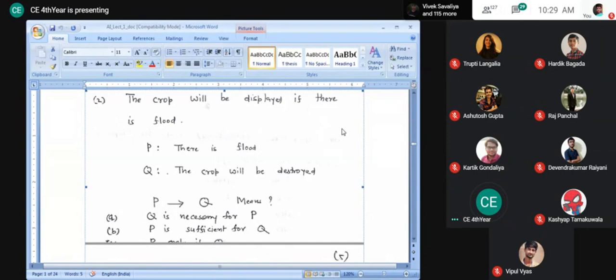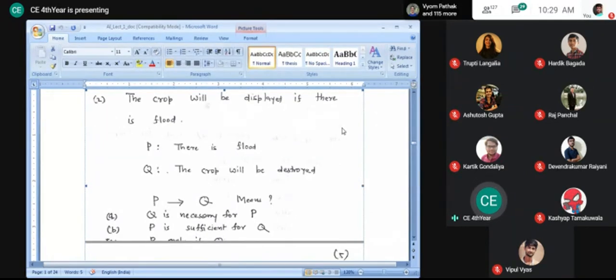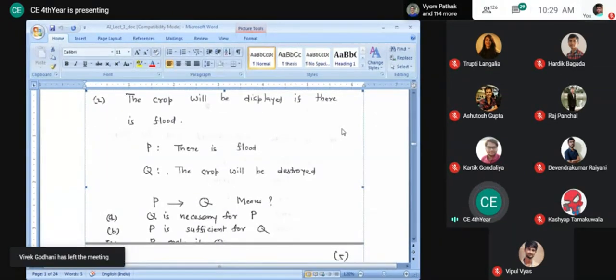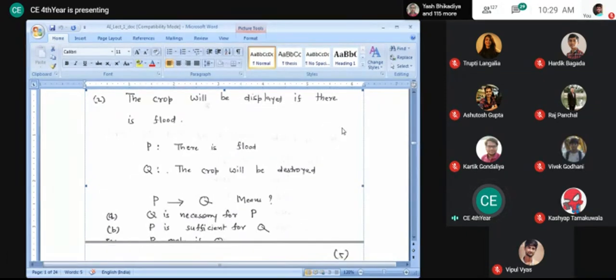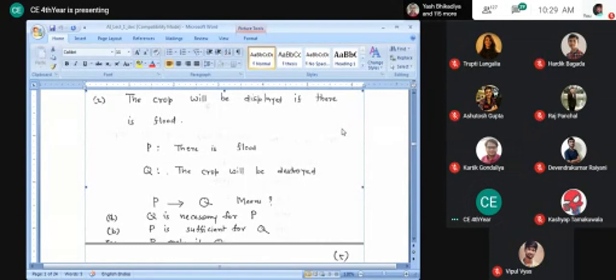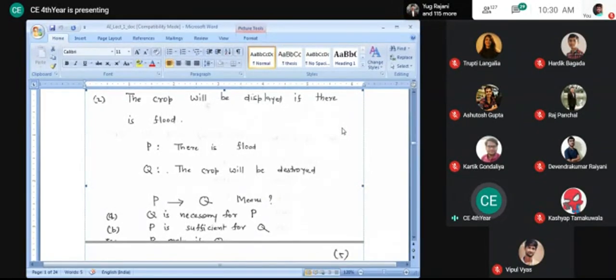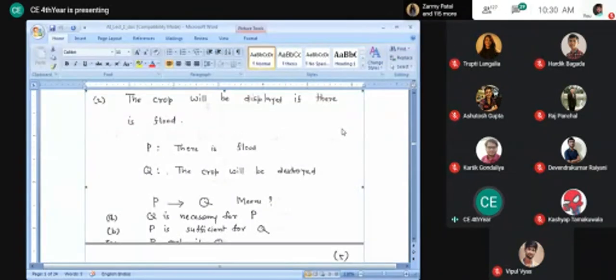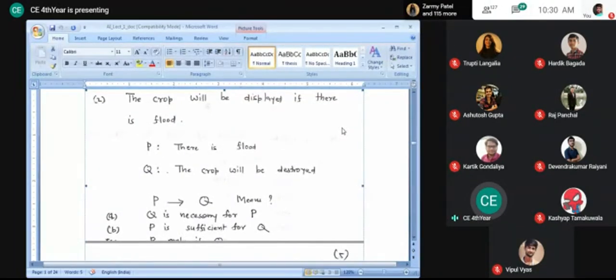Let's see what is B. P is sufficient for Q. If P, then Q. So given P to be true, we can conclude that Q is true. So P is sufficient for Q. That is the meaning of sufficiency. If P is found to be true, then Q becomes true. That is the meaning of P is sufficient for Q. And that is correct.